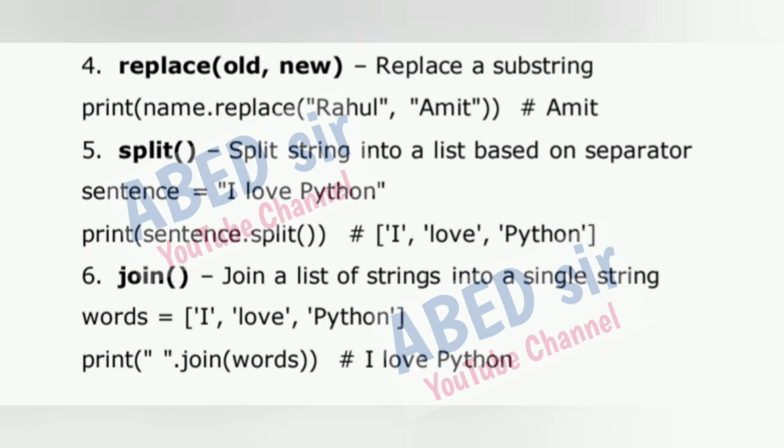5. split() splits a string into a list based on a separator. sentence = "I love Python". print(sentence.split()) # ['I', 'love', 'Python']. 6. join() joins a list of strings into a single string. words = ['I', 'love', 'Python']. print(" ".join(words)) # I love Python.